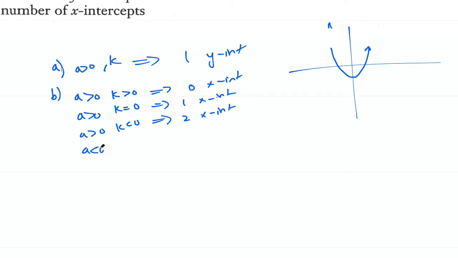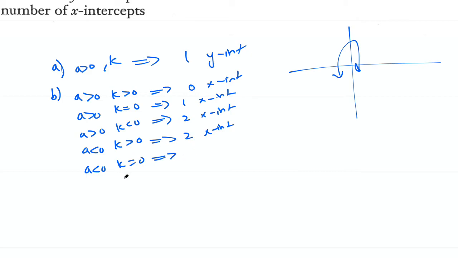Now, what if a is less than 0, but k is bigger than 0? What happens? Then we have a parabola that's facing downwards because a is less than 0. And if k is bigger than 0, that means our vertex is above the x-axis. So it's going to be like here. If that's the case, we're going to intersect at more than one location. So 2 x-intercepts here.